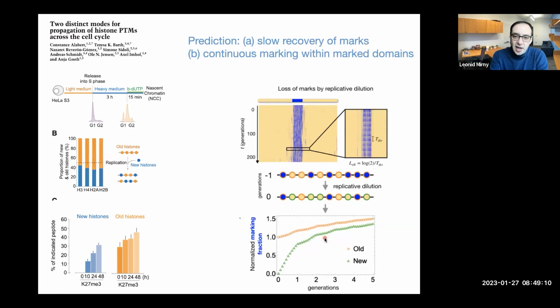In our bioarchive, we also compare the system with experiments where the group of Anya Groth added labeled histones and monitored dynamics of the recovery of histone patterns, and we see very similar recovery. It requires many cell generations to fully recover some of the lost histones due to replicative loss.